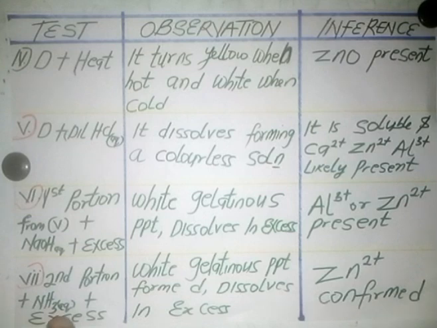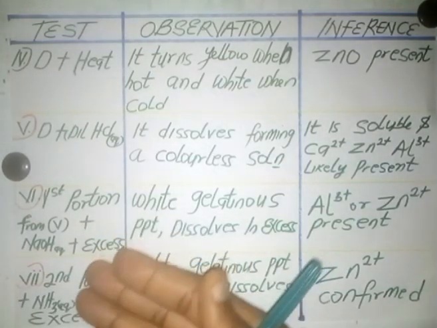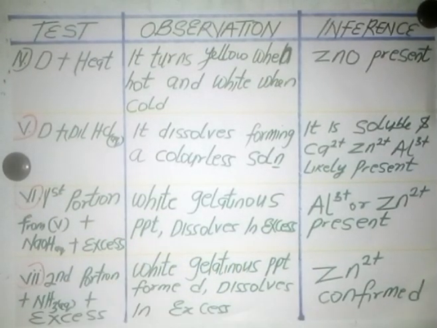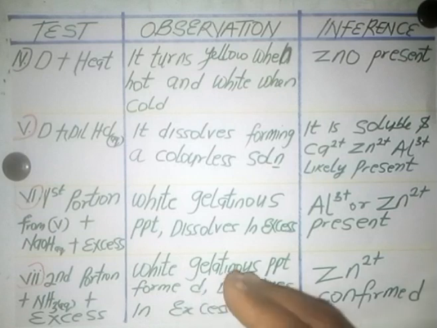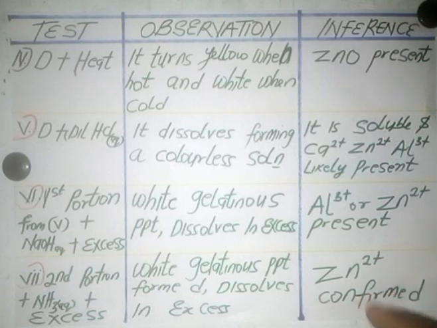Then the last part, second portion plus aqueous ammonia in drops plus in excess. So your observation here is still the same thing: a white gelatinous precipitate is formed, which will dissolve in excess. So here we cannot confirm zinc, Zn2+ ions.